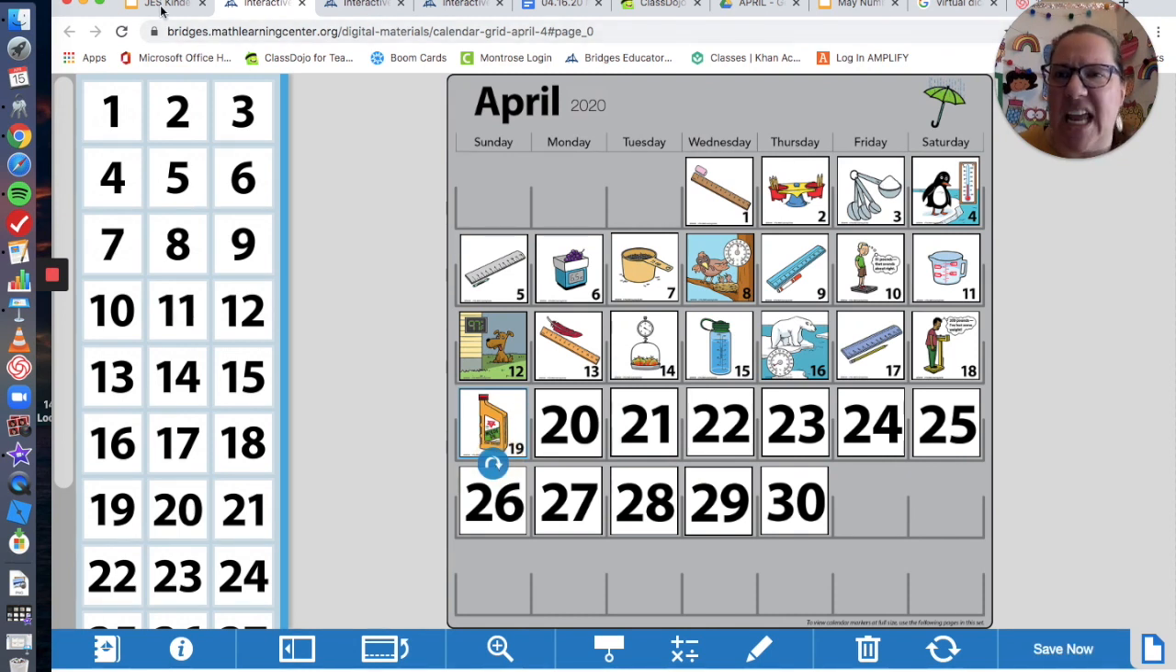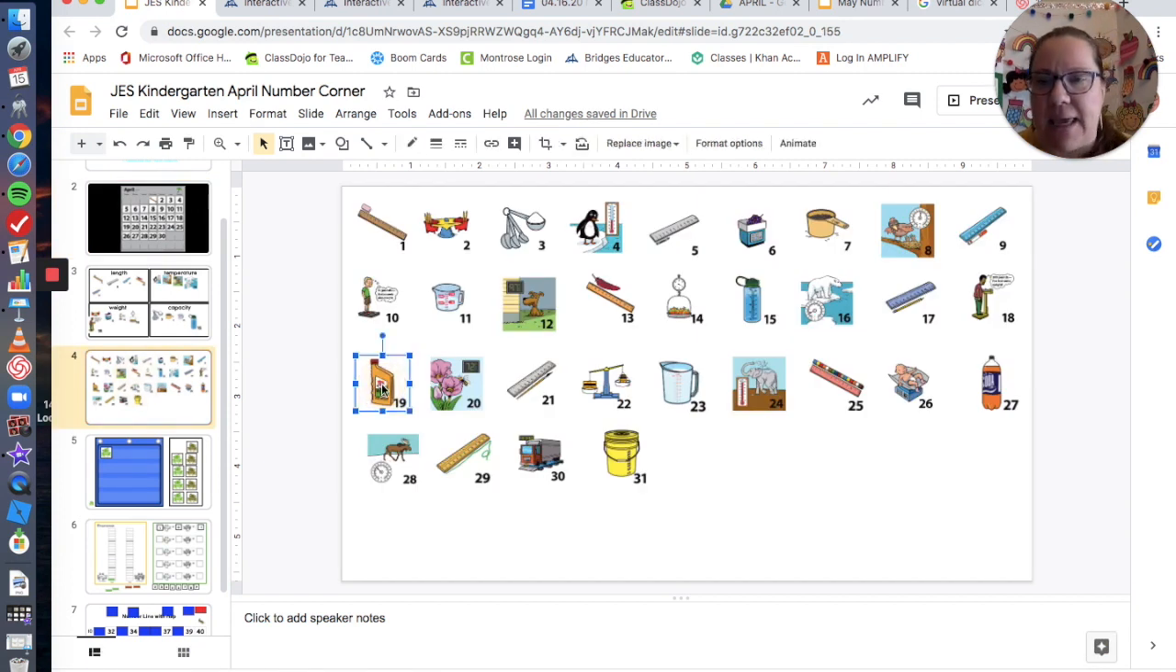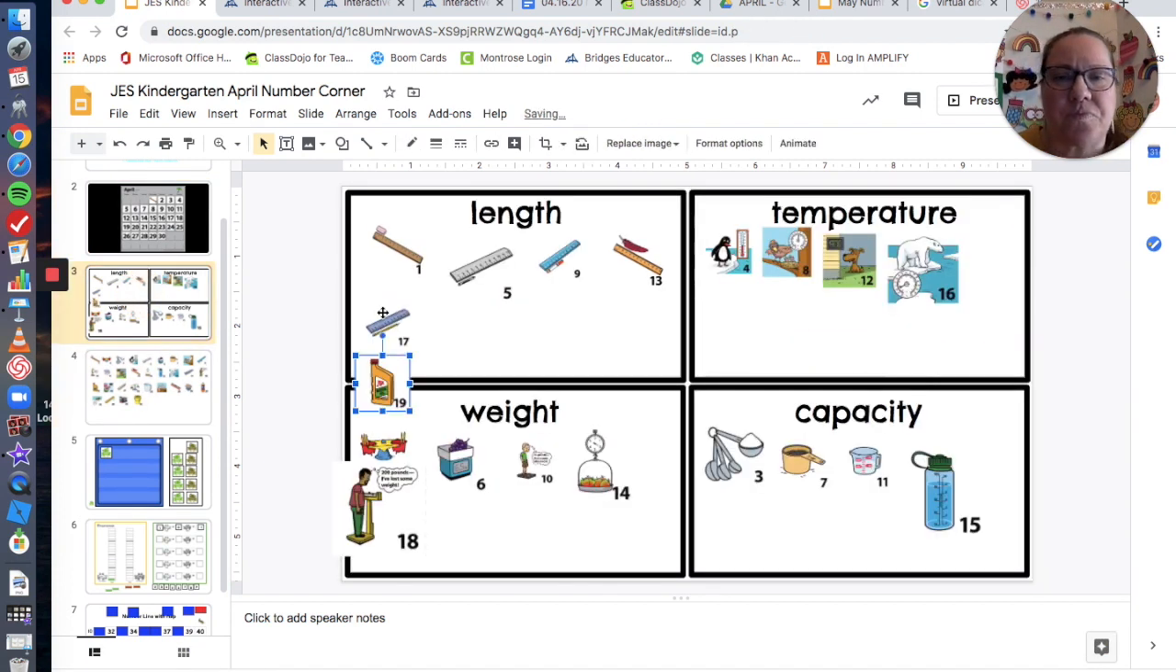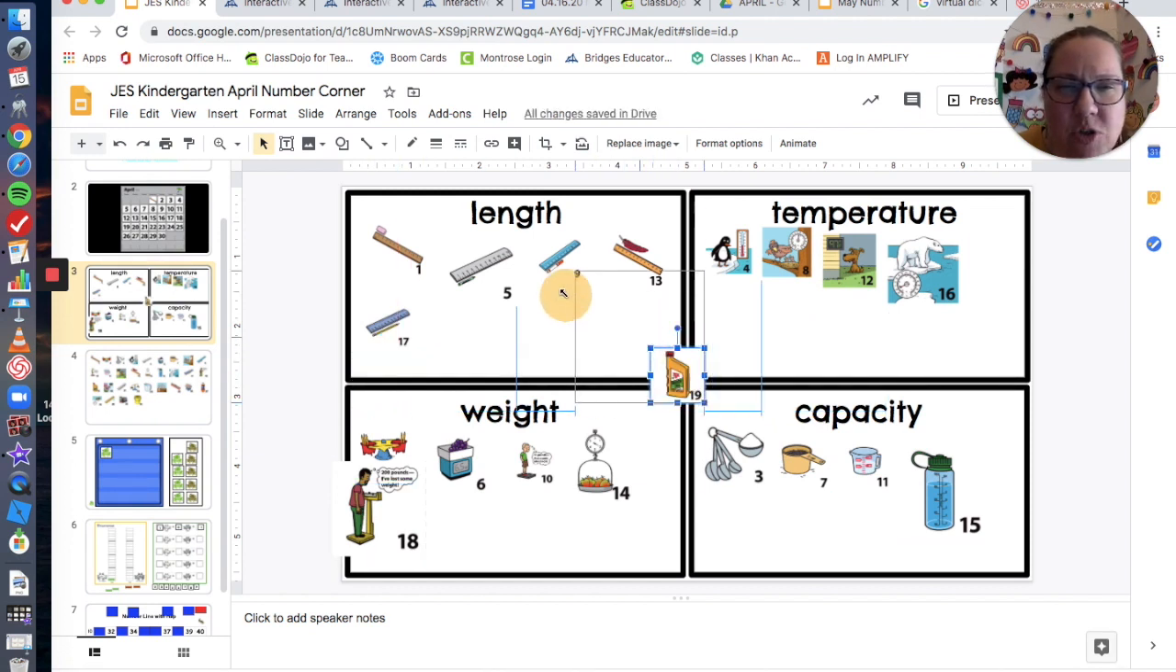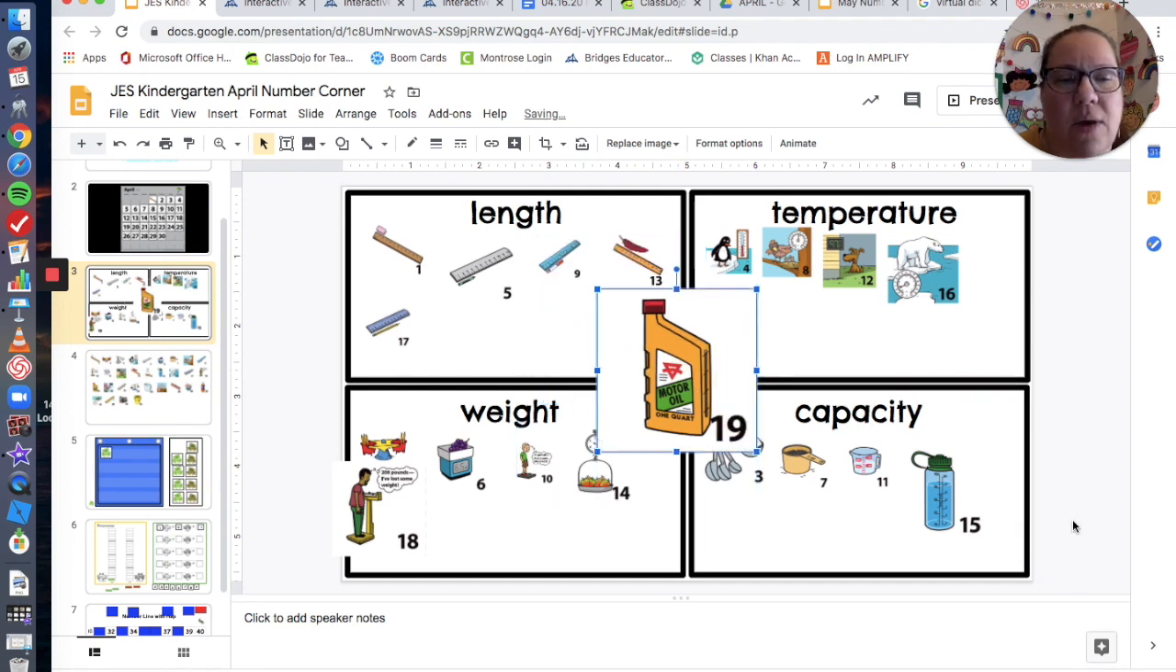Oh, what is that? Let's get a picture of it and make it big so we can see. Oh, I see people squinting their eyes trying to figure out what that is. Does anybody know what that container is?